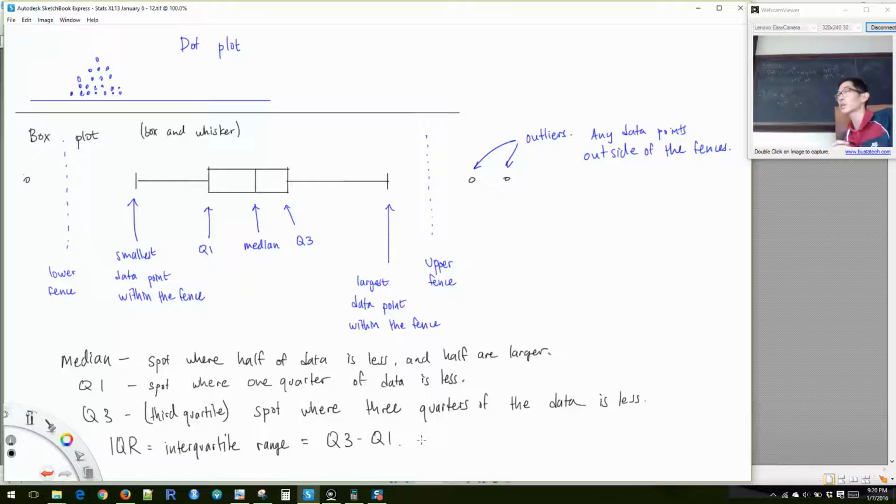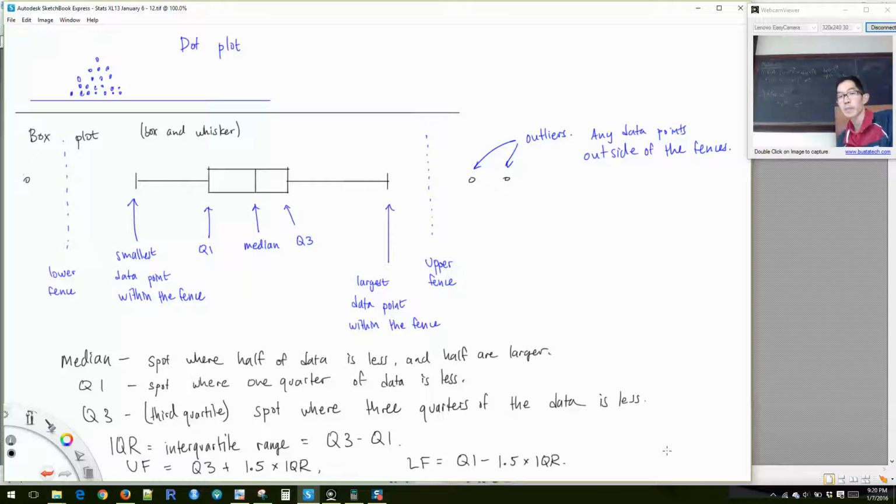And Q3 would be the 75th percentile. And the IQR would then be the distance from Q1 to Q3, or the difference between the 25th and 75th percentiles. Okay, so that's the IQR. And then the upper and lower fence: the upper fence is equal to Q3 plus 1.5 times the IQR, and the lower fence is equal to Q1 minus 1.5 times the IQR.